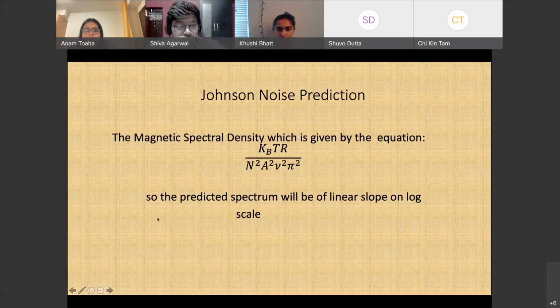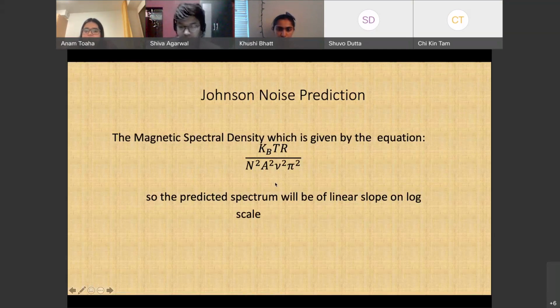Currently I'm working on the Johnson noise prediction. I'm working on the geometry of our gradient coil. I have calculated the magnetic spectral density, which is given by this equation, where Kb is the Boltzmann constant, T is the temperature, R is the resistance, N is the number of turns in the coil, and nu is the frequency.